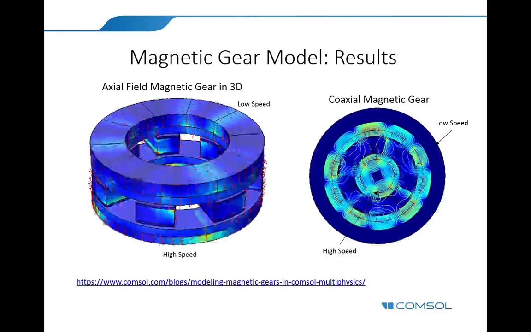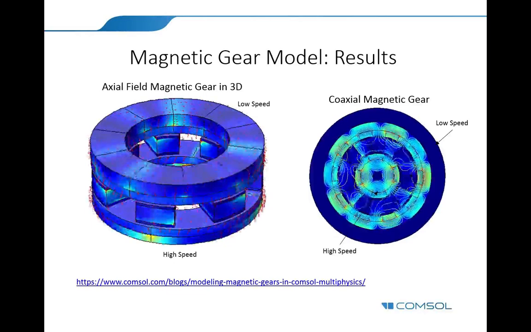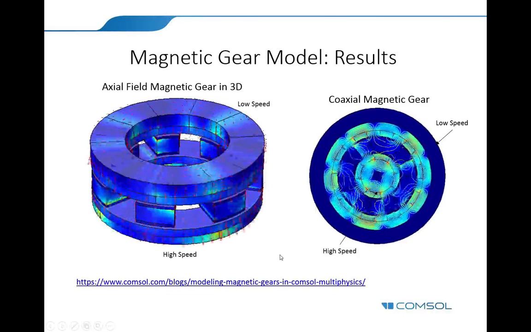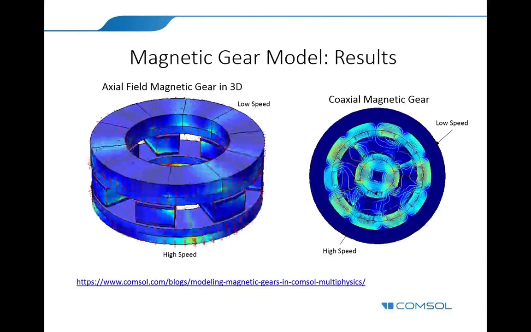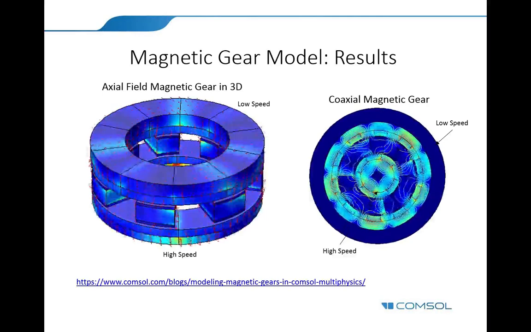And also some examples on magnetic gears. If you're working with magnetic gears, I would strongly encourage you to go to this blog link where we have actually done 3 different examples: coaxial magnetic gear, axial field magnetic gears in 3D, and also linear magnetic gear.